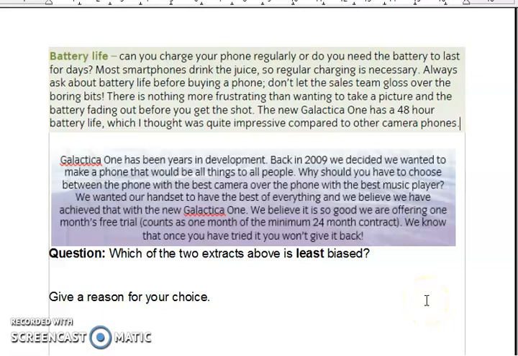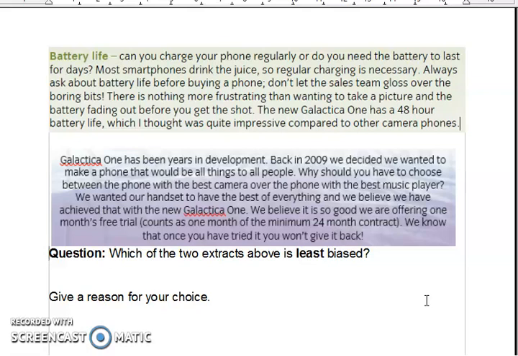Okay, so remember in the exam you are going to be asked a question about bias. Now at level 2 they're quite likely to phrase it like this. They'll give you an extract from two sources and ask you which extract is the least biased or potentially which extract is the most biased. It's more or less the same question. What you're doing is you're identifying which text is more biased than the other text and putting your answer down depending on how they phrase the question.